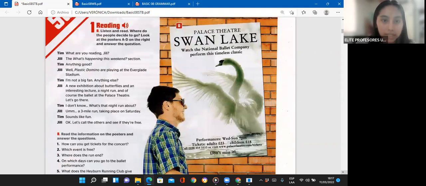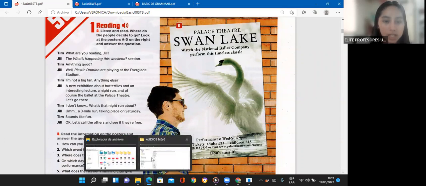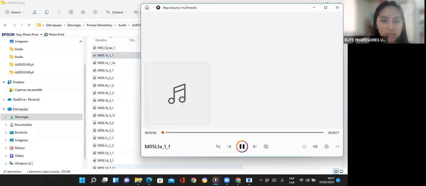Let's go with the reading now, okay? It says, listen and read. Where do the people decide to go? Look at the posters from A to D on the right and answer the questions. First, we're going to listen to this conversation. Let me check it.